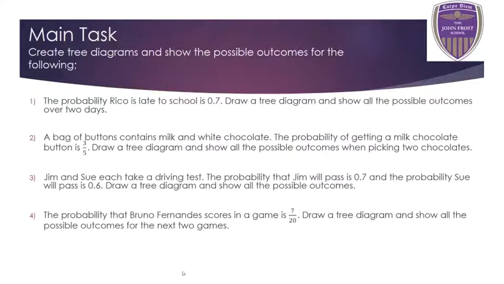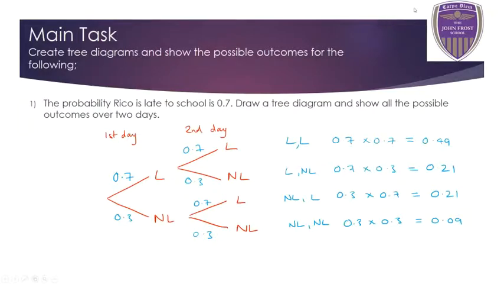Okay, welcome back then. So the first question, this is what I did for the first question. It says the probability that Rico is late to school is 0.7. Draw a tree diagram and show all the possible outcomes over 2 days. So first day, look, he can either be late or he's not late. There's no in between, is there?